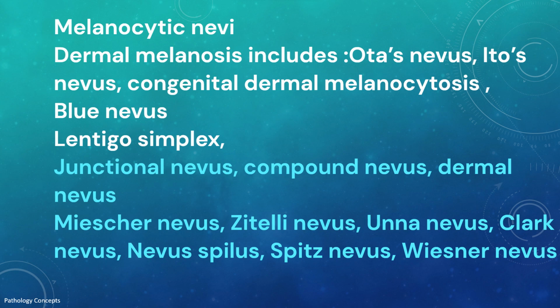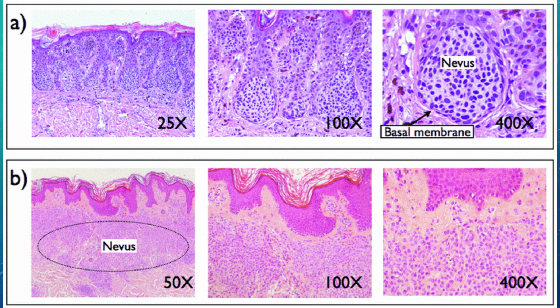There are many types of nevi. Dermal melanosis includes nevus of Ota, nevus of Ito and congenital dermal melanosis, also called Mongolian spot. Blue nevus, lentigo simplex, junctional nevus, compound nevus, dermal nevus, Meyerson nevus, Sutton nevus, Unna nevus, Clark nevus, nevus spilus, congenital melanocytic nevi, Spitz nevus, Reed nevus, etc. Melanocytic nevi are benign clonal proliferations of melanocytes possessing generally heterogeneous clinical and molecular properties.